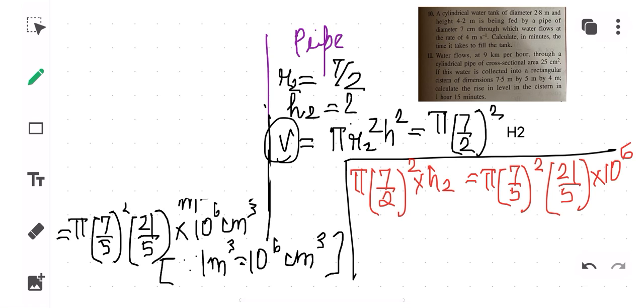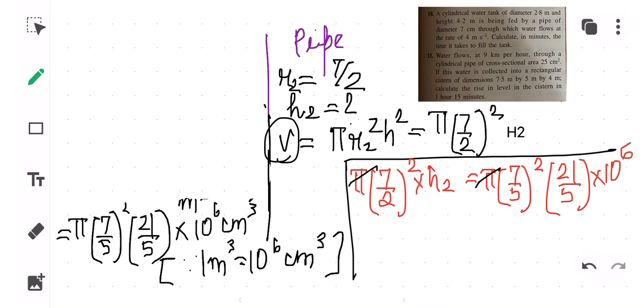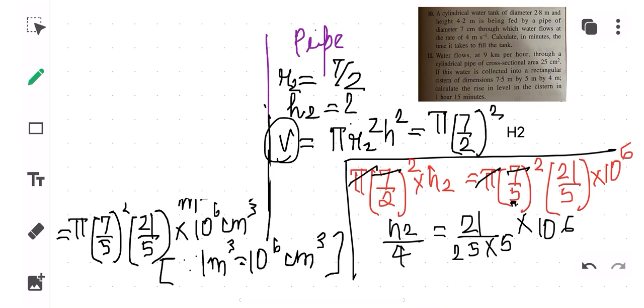So here, children, what are the things which can get cancelled? Pi is getting cancelled. We have 7 square on both sides, so 7 square can be cancelled. Then we are left with h2 divided by 4, because 2 square is still there, is equal to 21 upon 5 square, which is 25, into 5 into 10 raised to 6. Now you need to calculate the value of h2.